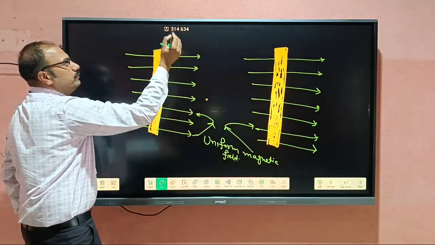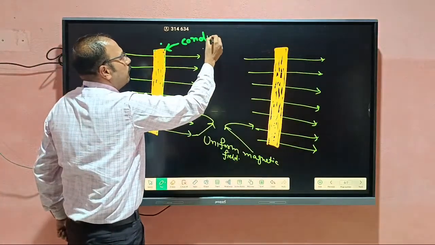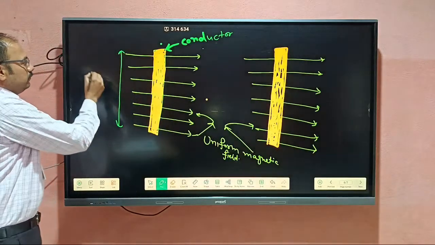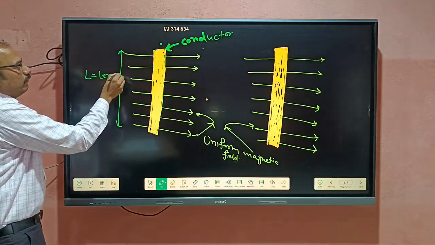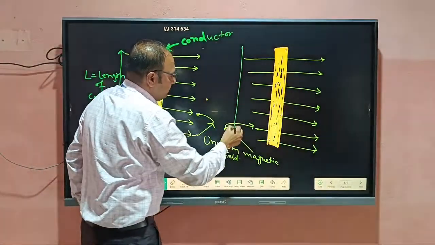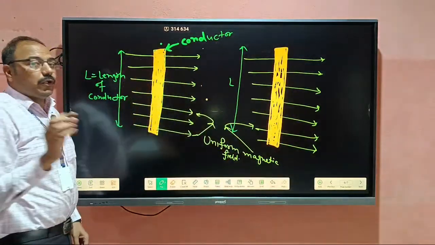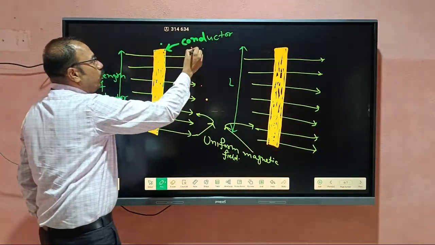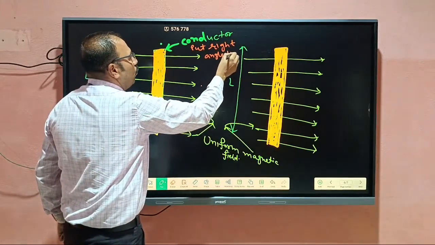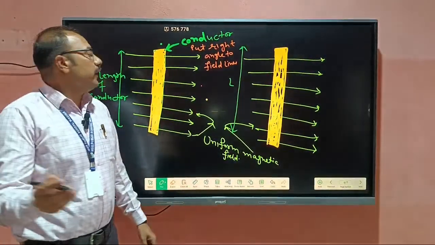This is the conductor, and the conductor has length L. This is L, the length of the conductor, and this is also L. Here the conductor is put at a right angle to the field lines. Right angle means we put the conductor here at a 90-degree angle.